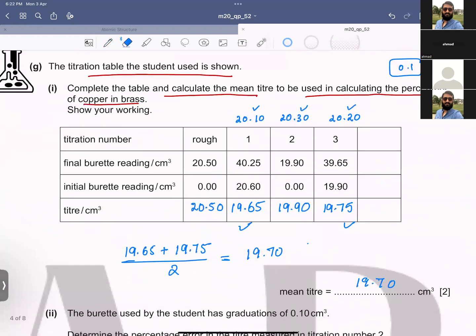Yes, sir. Sir, if we had the first titer as 19.55 instead of 19.65? Okay, let me write with that red. You are saying instead we get this. Then how would we calculate the mean titer? I have to go for the third titration or fourth titration as well, because no two values have a difference of 0.1.